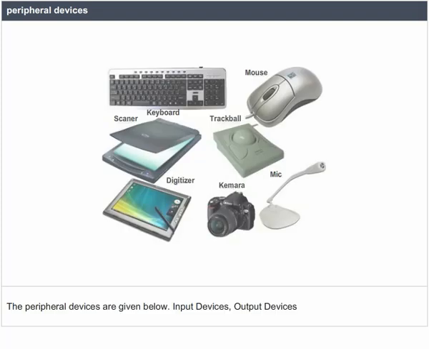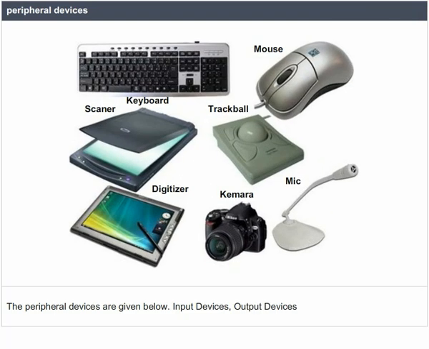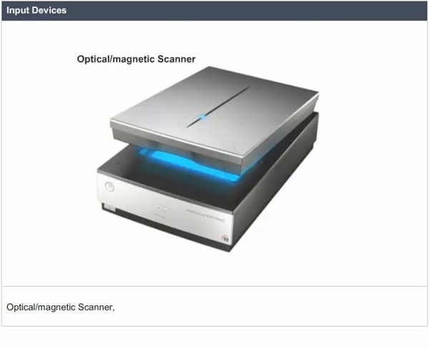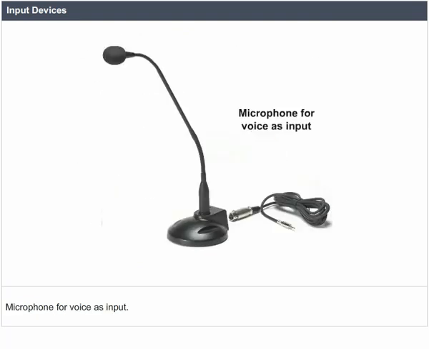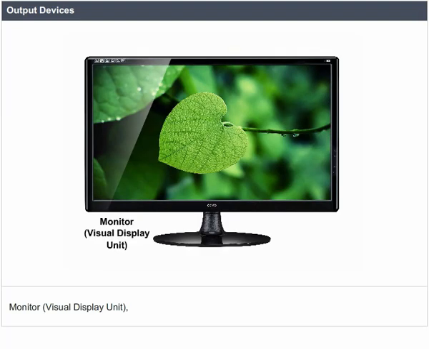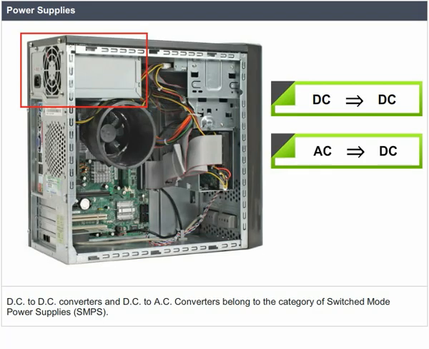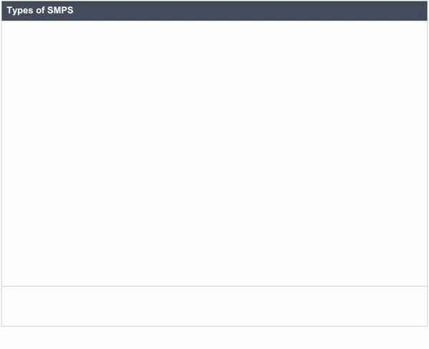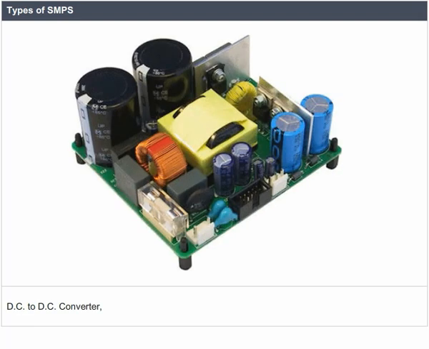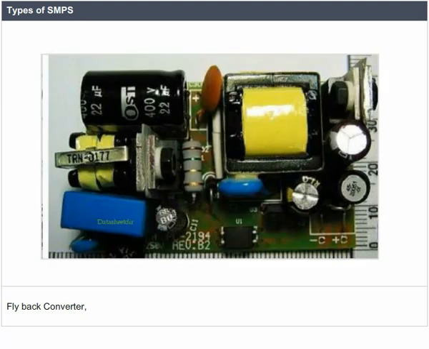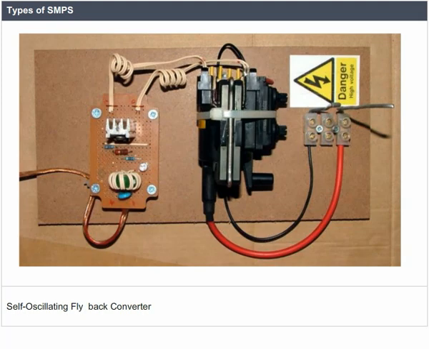Peripheral devices. The peripheral devices are given below. Input devices and output devices. Input devices: keyboard, mouse, optical and magnetic scanner, touchscreen, microphone for voice as input. Output devices: monitor, visual display unit, printer, and speakers. Power supplies. DC to DC converters and DC to AC converters belong to the category of switch mode power supplies, SMPS. Types of SMPS: DC to DC converter, forward converter, flyback converter, and self-oscillating flyback converter.